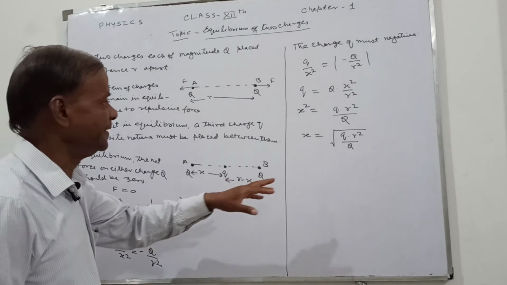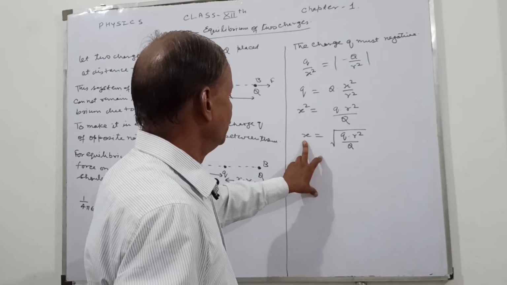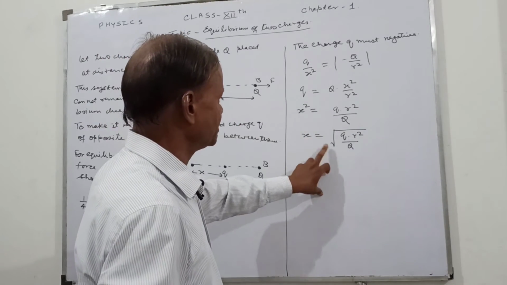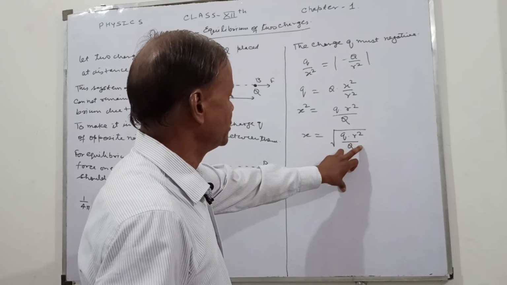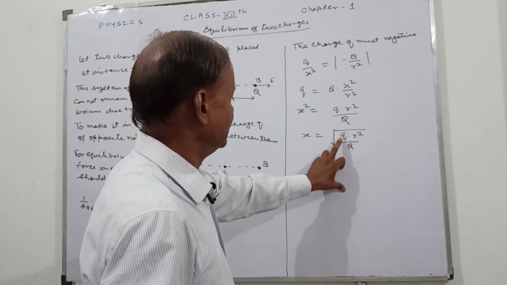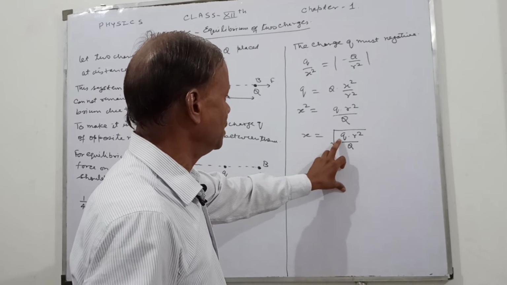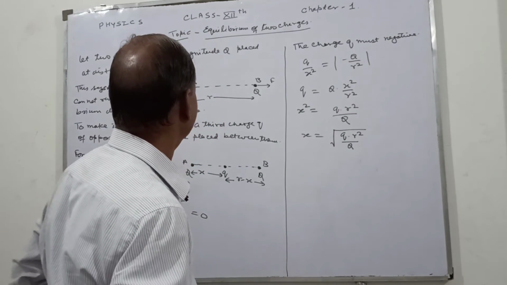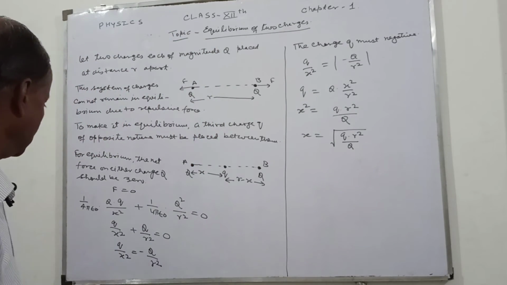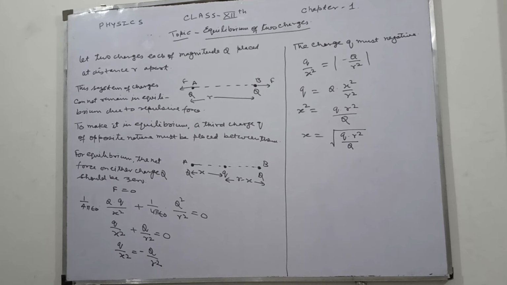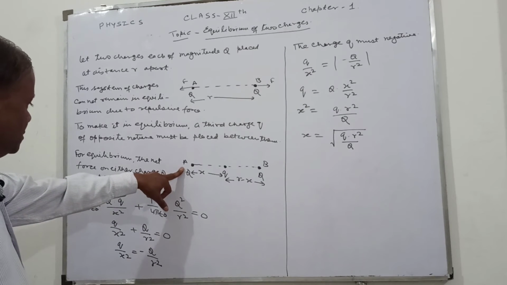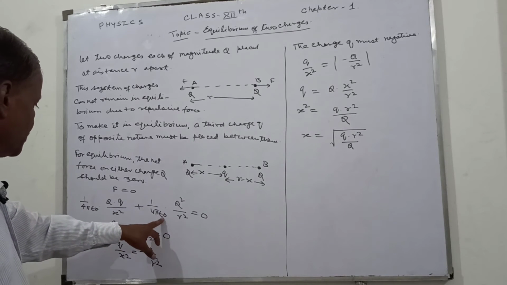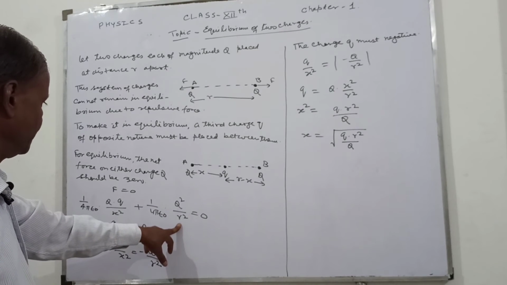So now you can find the magnitude of this one. Suppose we are given that these two charges are equal and this force is so much, and this R is given, then you can find that if Q and Q are equal, then x equals plus or minus R. Force on this one is now q into q upon x square plus q square upon r square.